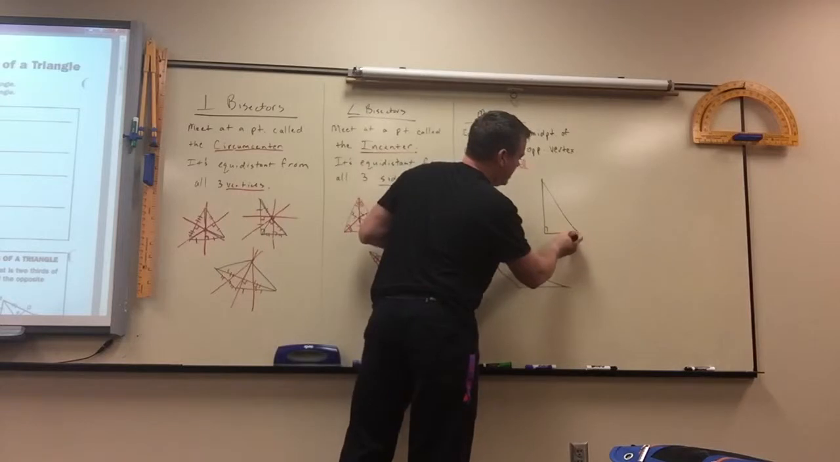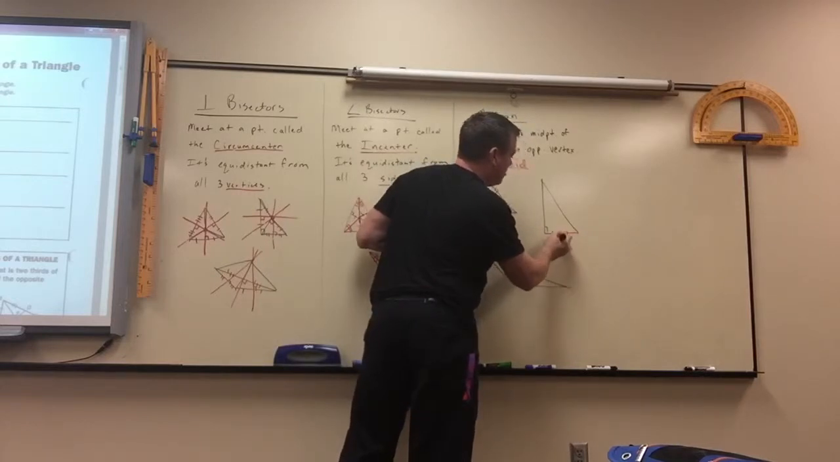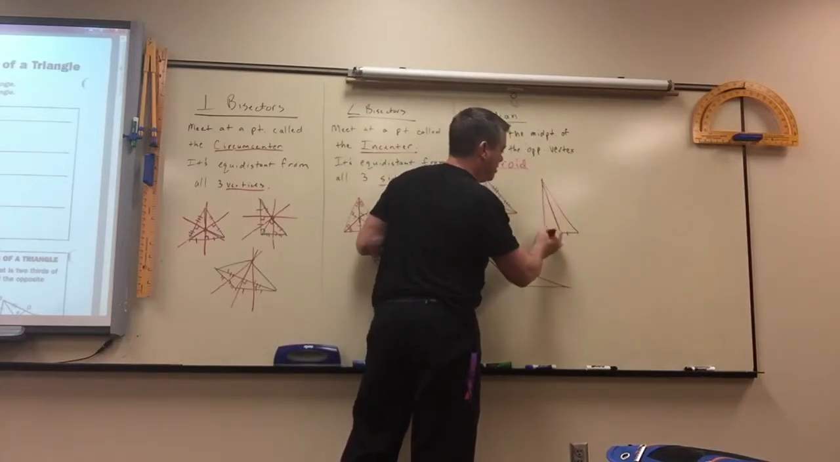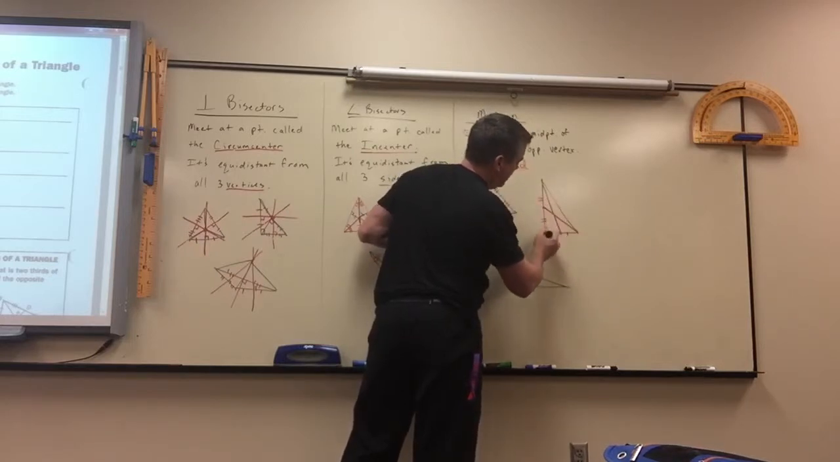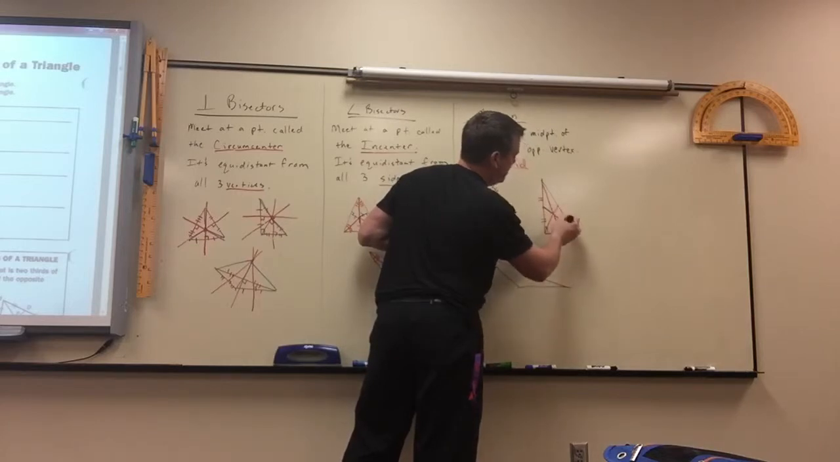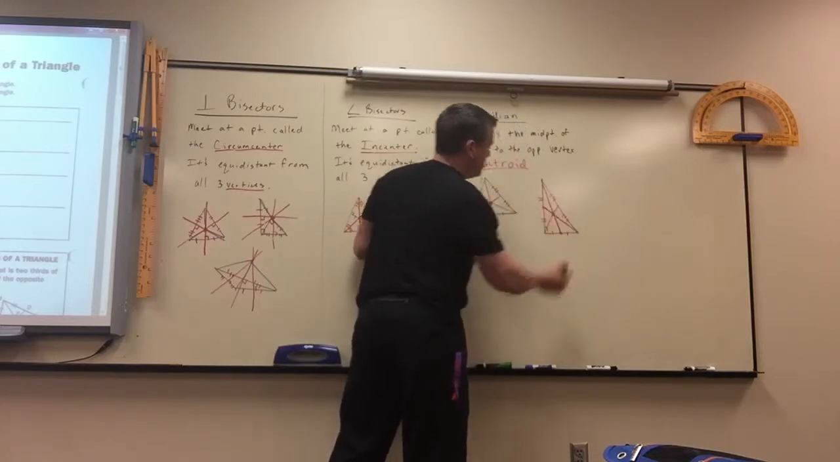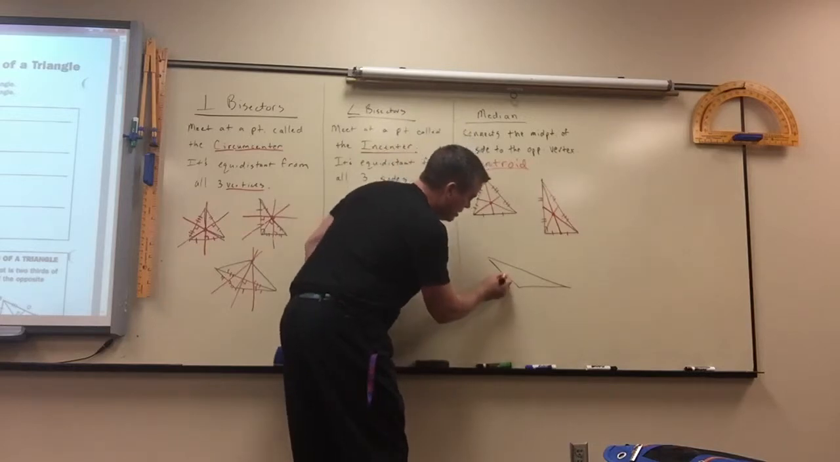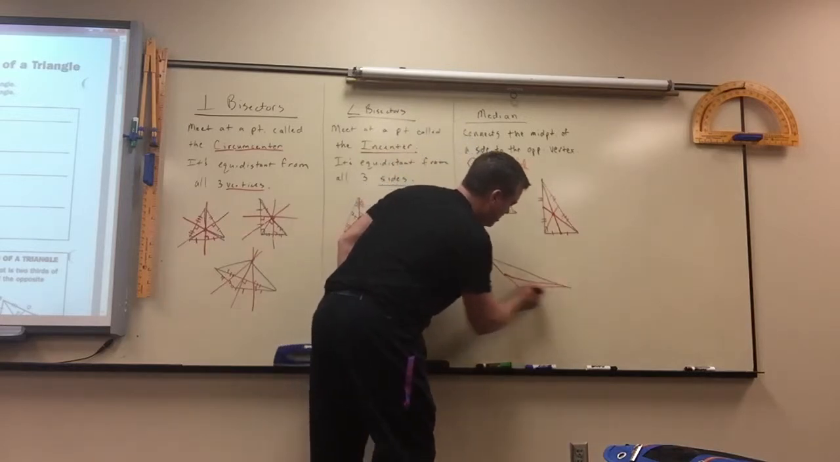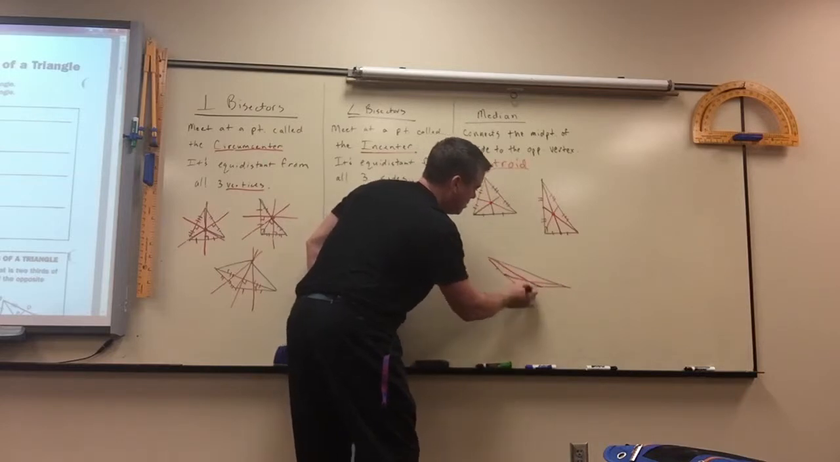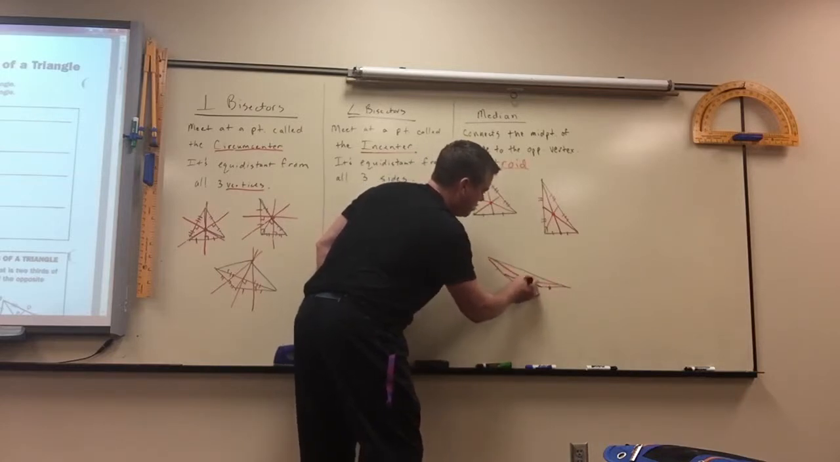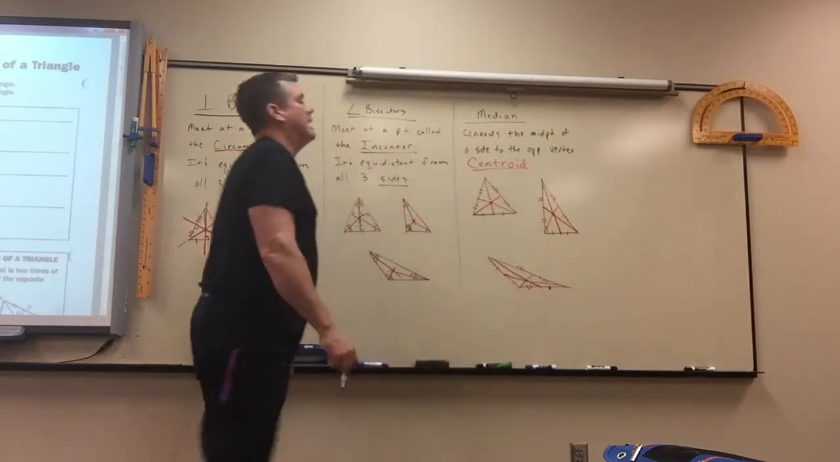So here, if I did that midpoint to there, midpoint to there, and then this one would go right to there. There's the centroid. And here.